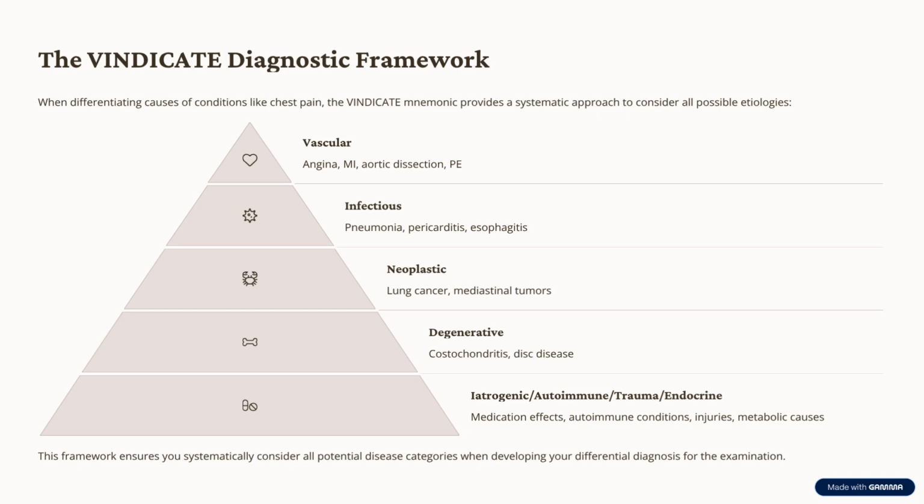V stands for vascular. Think blood flow problems like stroke, heart attack, or a clot in the leg. Clues include sudden weakness, slurred speech, chest pain, fainting, or a cold, pulseless limb. I is for infectious. Pathogens are everywhere: bacterial, viral, fungal. Think fever, chills, cough, sore throat, burning with urination, or even a new rash.